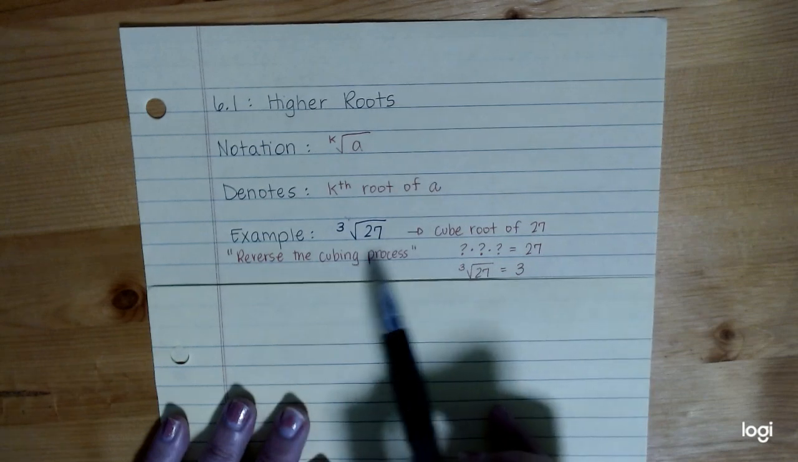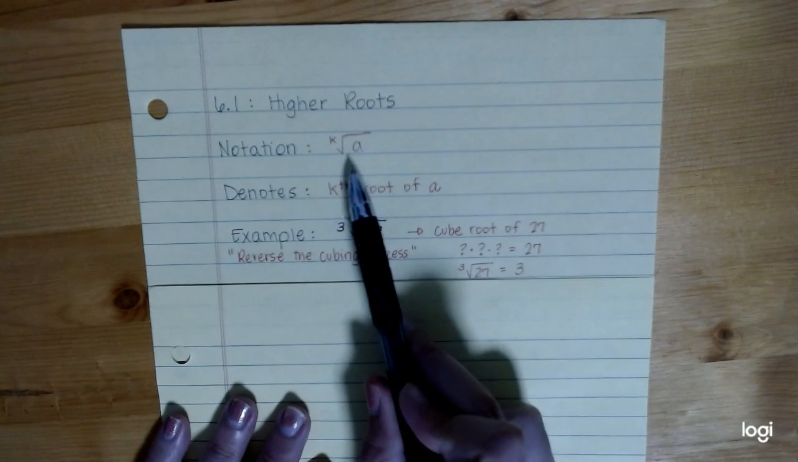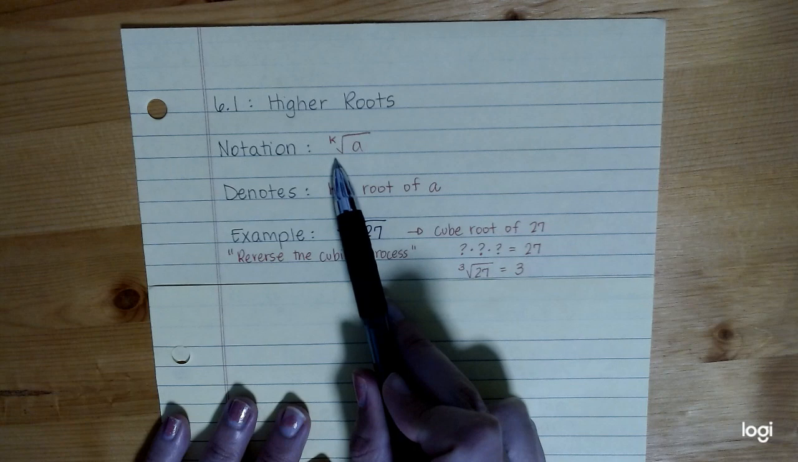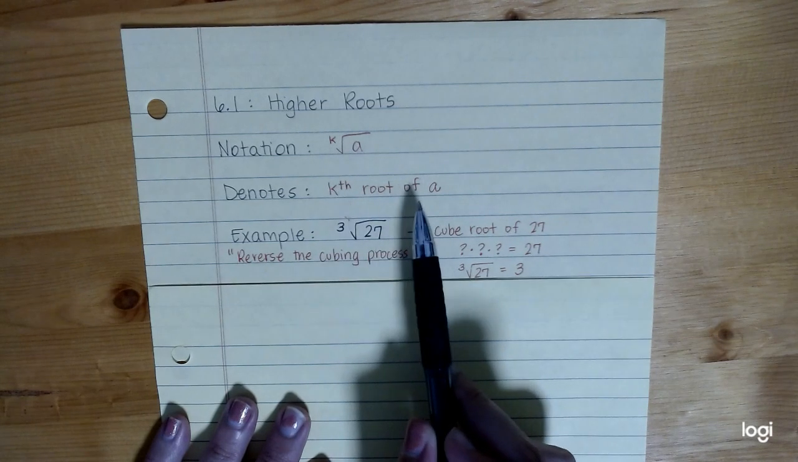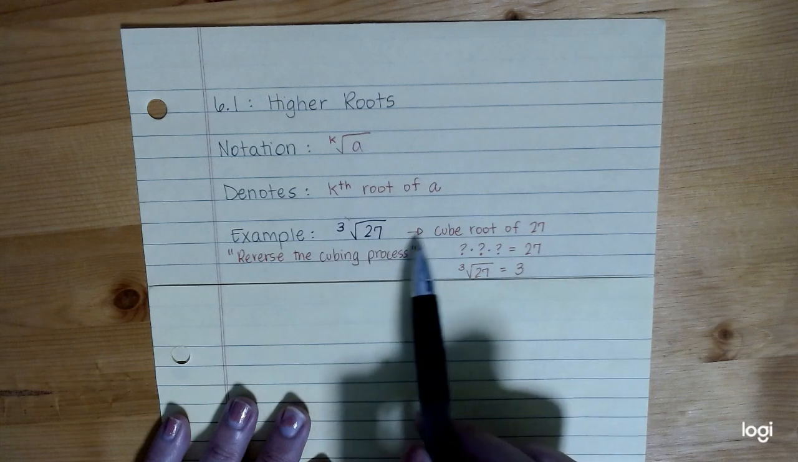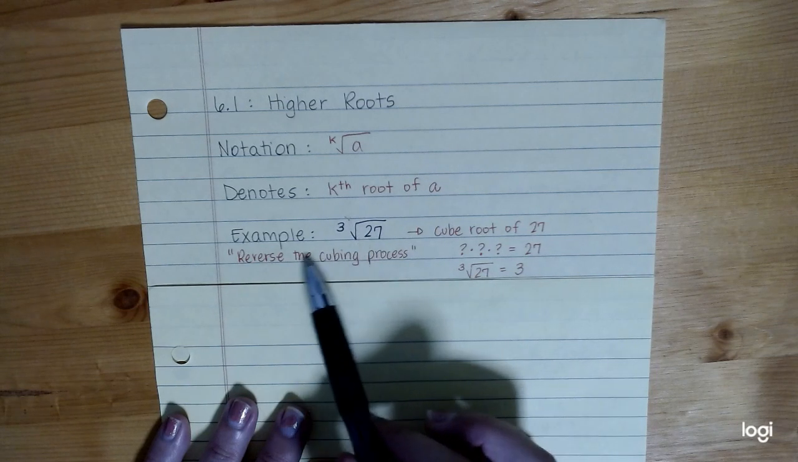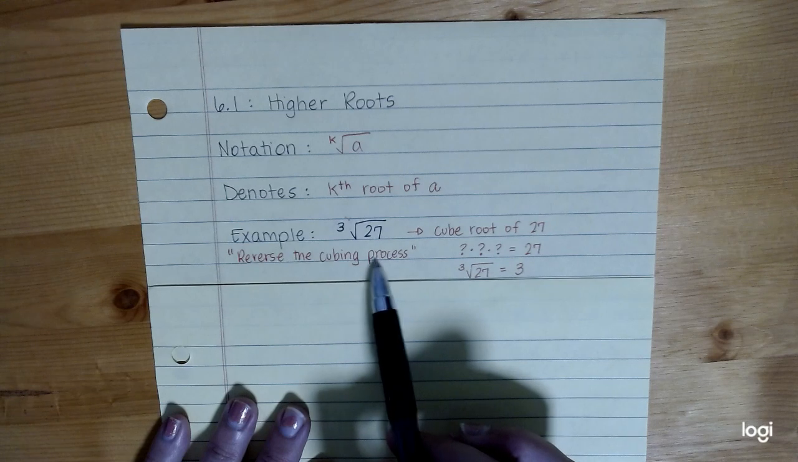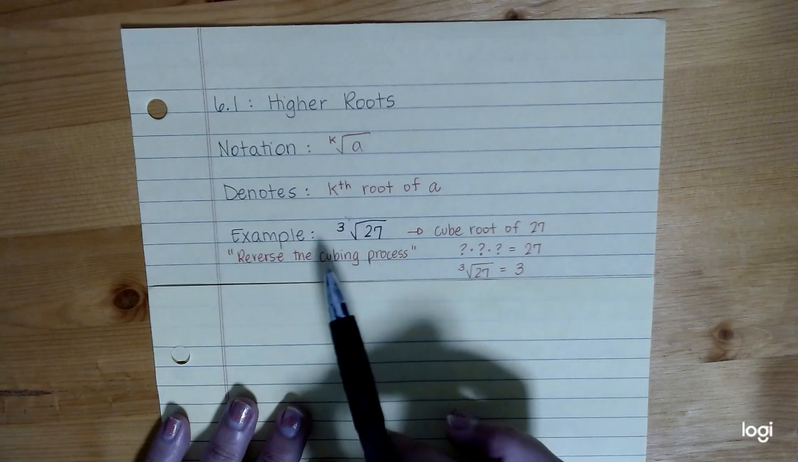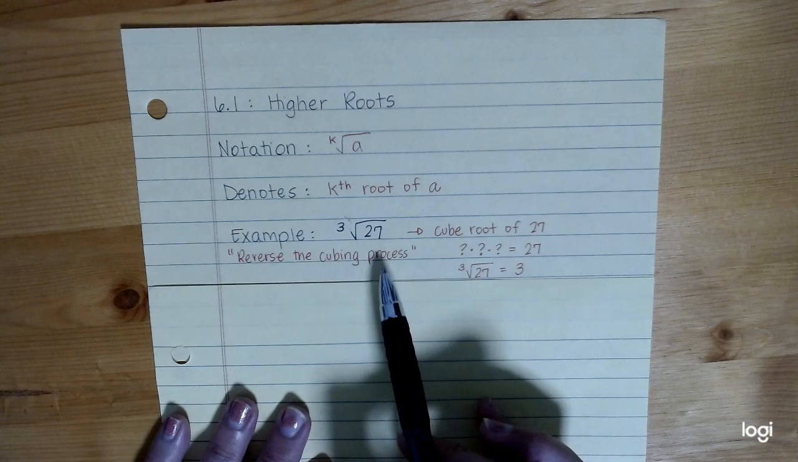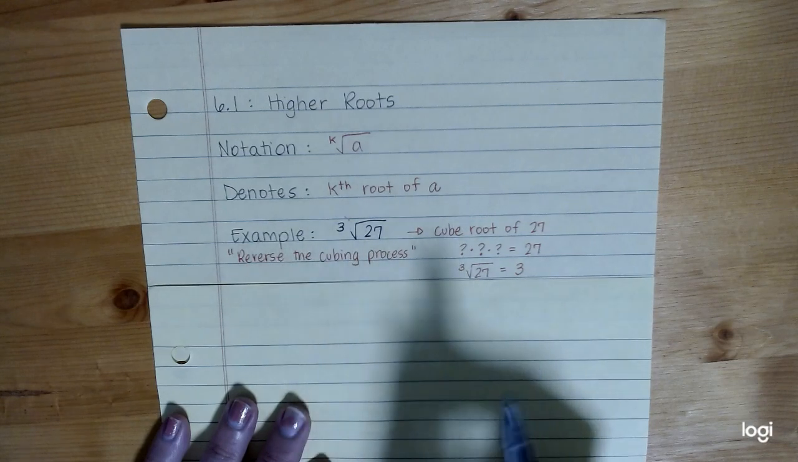But here we are. So we've got our alteration to our notation. You are going to start to notice a number being placed here. If you don't see that number, then it's understood to be the square root. So you read that as the kth root of A. So that's our cube root of 27 here, and we're reversing that cubing process. If that was a fourth power, then we would be reversing the process of raising the number to the fourth power, and so on and so forth.